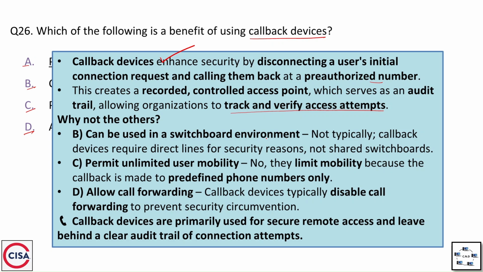Option B, can be used in a switchboard environment. Not typically. Callback devices require direct lines for security reasons, not shared switchboards. Option C, permit unlimited user mobility. No, they limit mobility because the callback is made to predefined phone numbers only. Option D, allow call forwarding. Callback devices typically disable call forwarding to prevent security circumvention. Callback devices are primarily used for secure remote access and leave behind a clear audit trail of connection attempts.